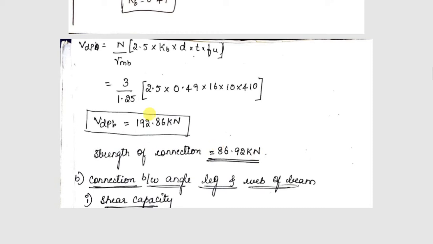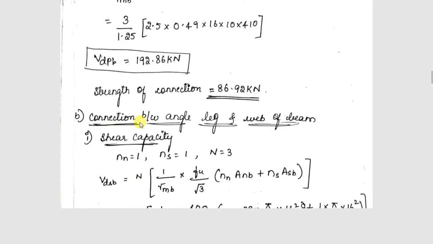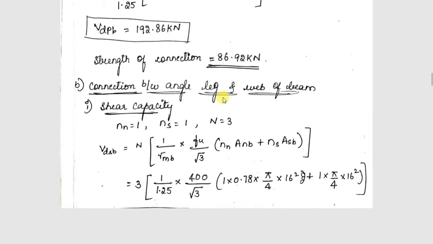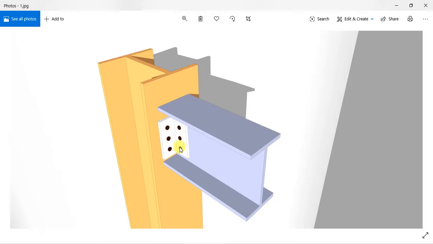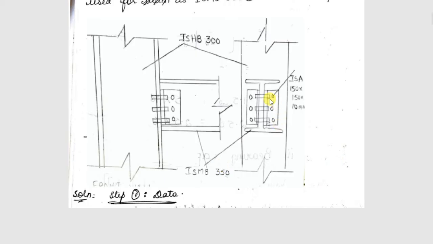Done with the first connection. Move on to the next connection. We are dealing with the connection between angle leg and web of beam. So here also 3 bolts are used and these 3 bolts connect 3 thicknesses. One is the angle leg thickness on this side, in between the thickness of web, and the thickness of angle leg on the other side. So totally 3 thicknesses.